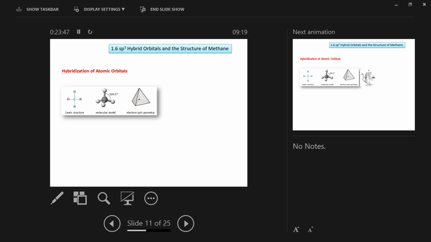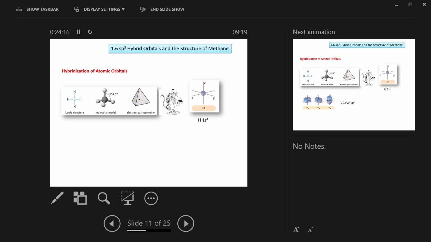In carbon we have s orbitals and p orbitals, and the first thing that we have to notice is that in a tetrahedral carbon, all the bonds are the same. Here you have the example: the Lewis structure, the molecular model, and the electron pair geometry. All the atoms around the carbon look the same.